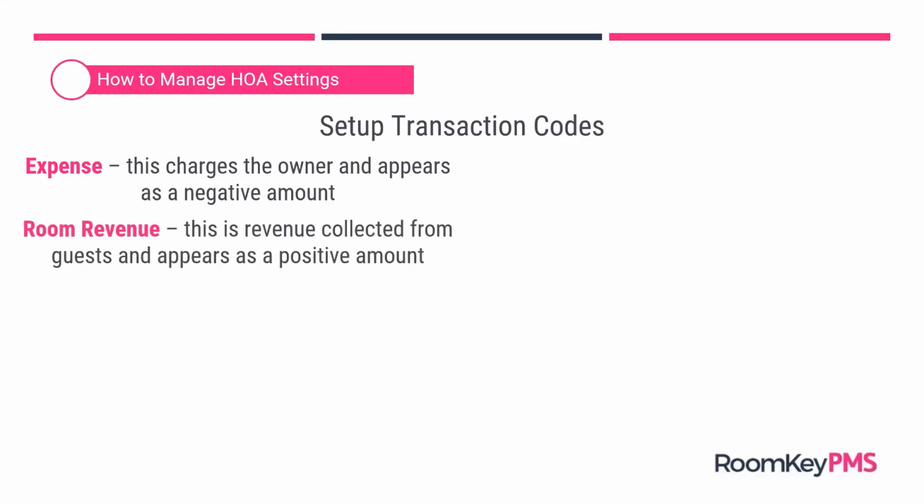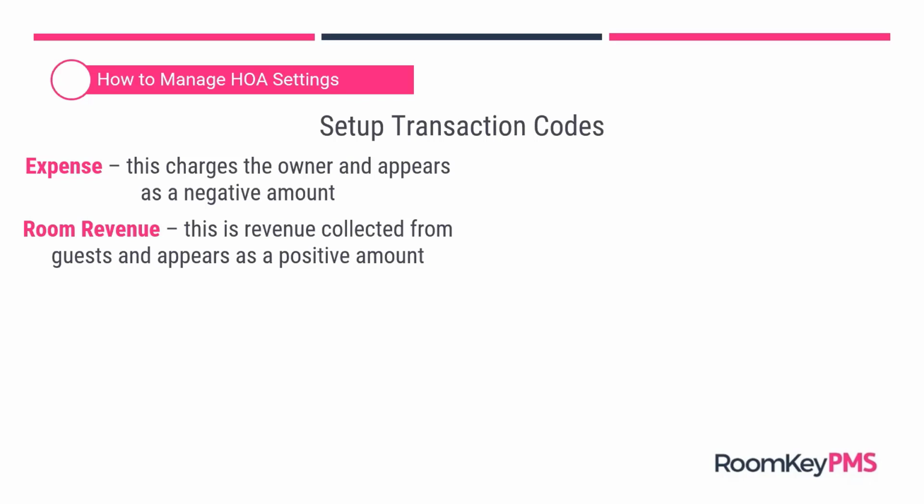The next type of transaction code is a room revenue transaction. This is revenue that is collected from guests that stay in the owner's unit while the owner is not occupying it. The hotel may split or have some sort of revenue split with the owner themselves, and this room revenue appears as a positive amount on the owner's statement.